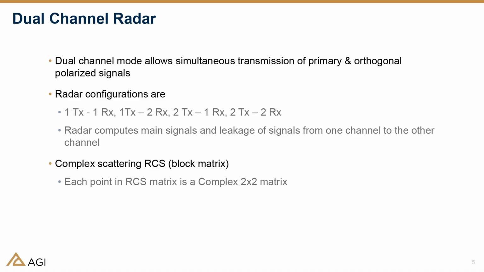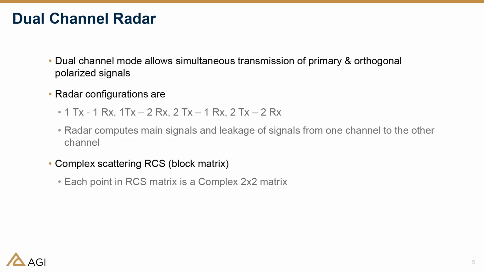So with STK, you also have the ability to model dual channel radars. These are the kinds of radars that allow you to transmit the same signal at the same time, but with a different polarization. In this case, it could be a primary or orthogonal polarization. You could picture that if you have a horizontal signal going out, you will also have a vertical signal going out, or along with that, a left-handed signal and a right-handed signal going together.